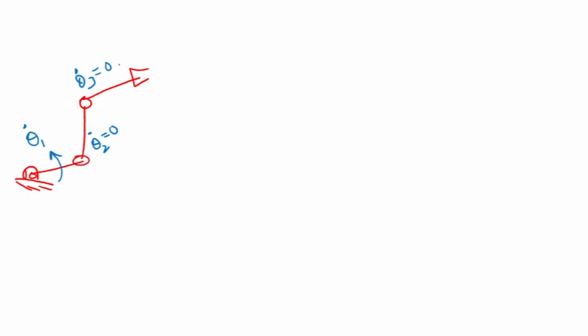Now, because theta 2 dot and theta 3 dot are 0, but theta 1 dot has a particular velocity, what will happen? This velocity will propagate in that direction, and theta 2 dot will start having a velocity because of theta 1 dot. Similarly, theta 3 dot will start having a velocity, or joint 3 will start having a velocity because joint 1 has a velocity. This is what we mean by propagation of velocity from the base link to the forward link.